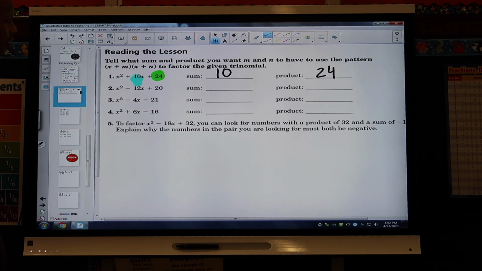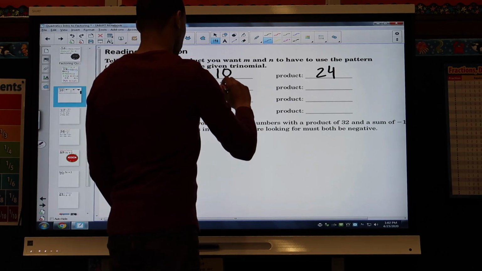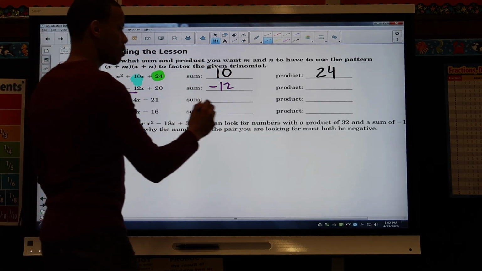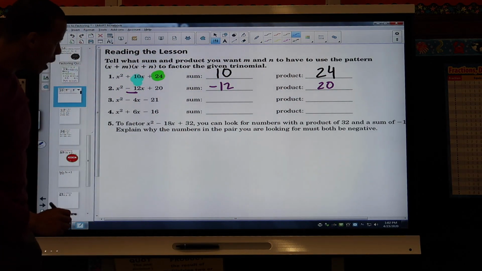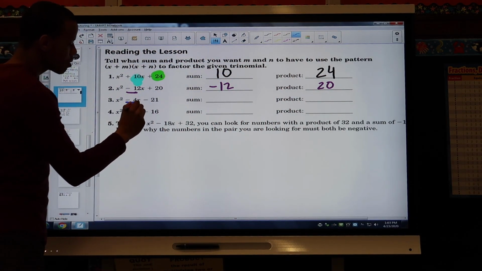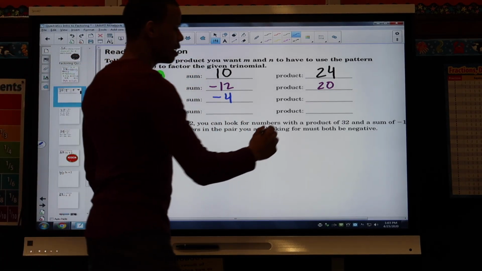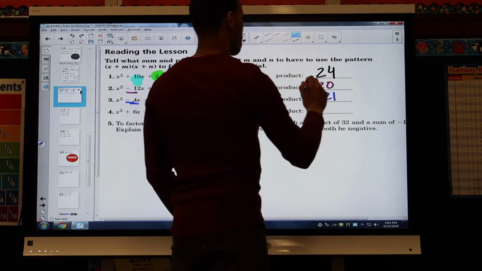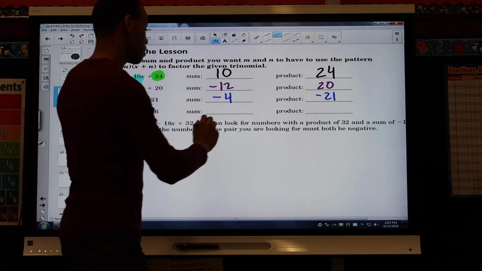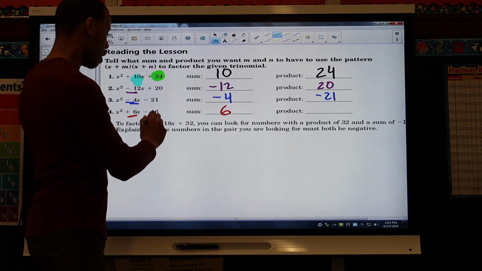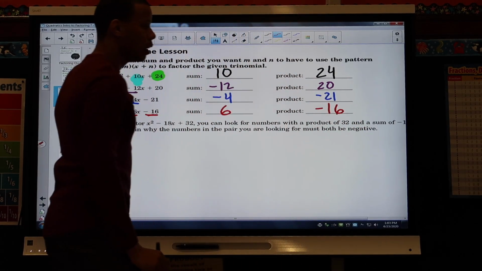So now for the next one, I'm looking at the sum has to be -12. The product has to be 20. The one after that, I'm looking at the sum has to be -4. The product has to be -21. And then I have that the sum has to be 6. The product has to be -16. There we go. What do we have?